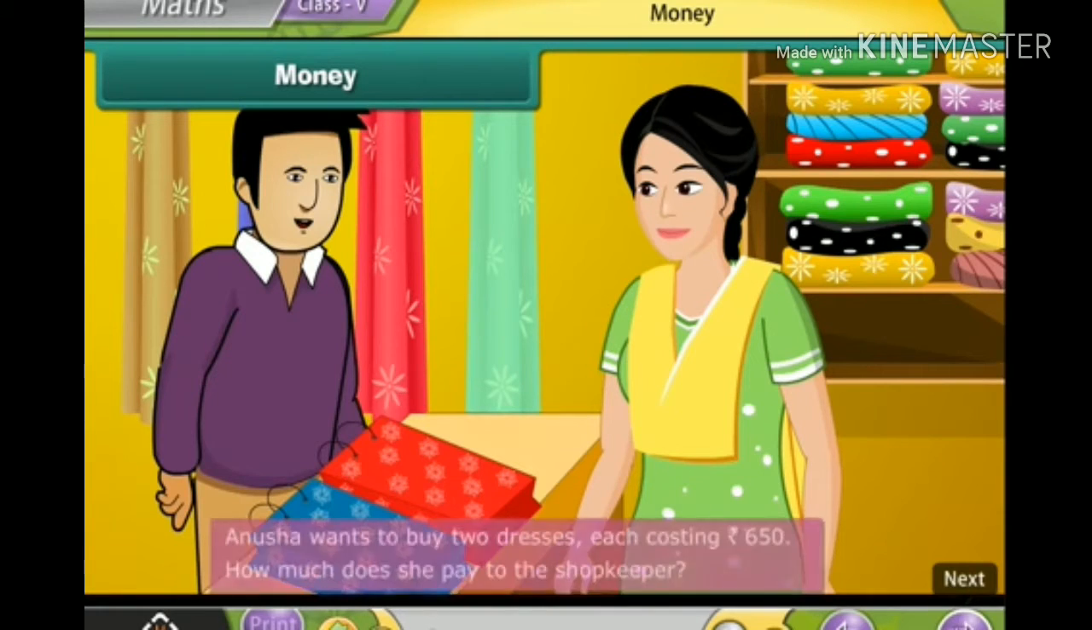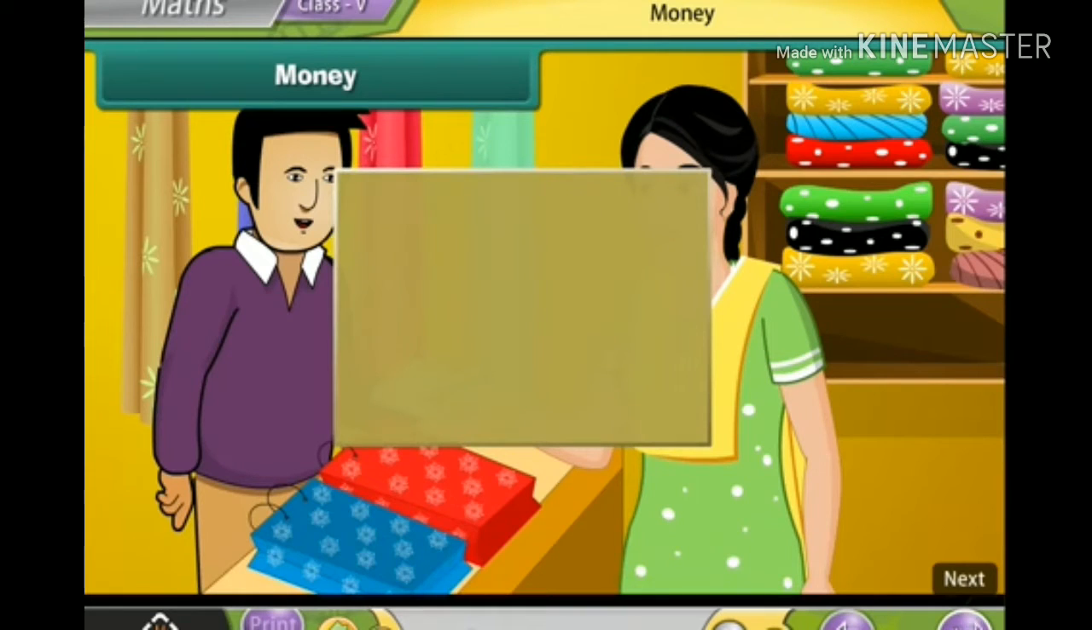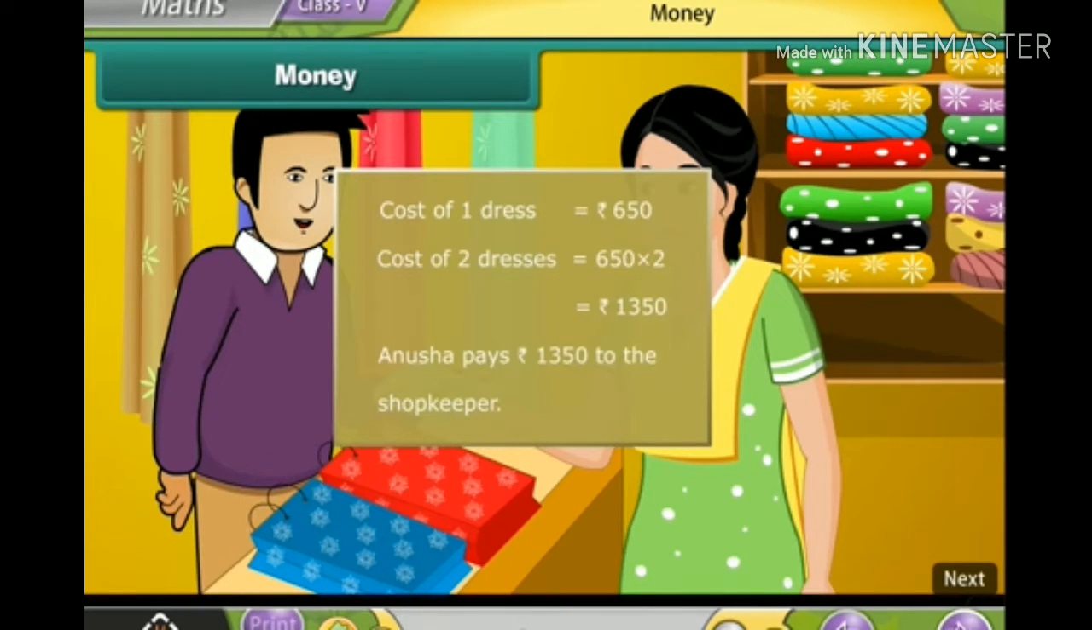Money. Anusha wants to buy 2 dresses, each costing 650 rupees. How much does she pay to the shopkeeper? Cost of 1 dress is 650 rupees. Cost of 2 dresses is equal to 650 into 2, which is 1,350 rupees. Anusha pays 1,350 rupees to the shopkeeper.